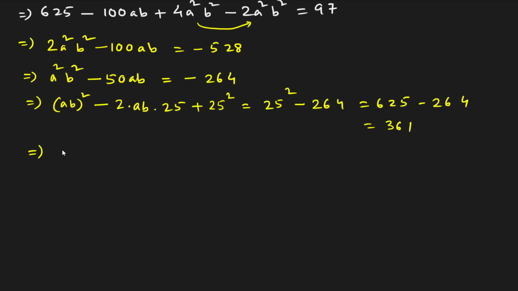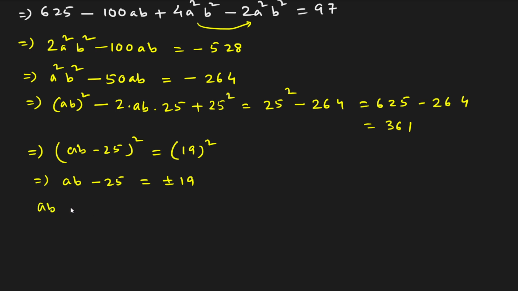So on the left hand side, this is of the form a square minus twice ab plus b square. So we can write ab minus 25 whole square. On the right hand side, we have 361, which is nothing but 19 square. So ab minus 25 is equal to how much? 19, right? So it will be plus minus 19.